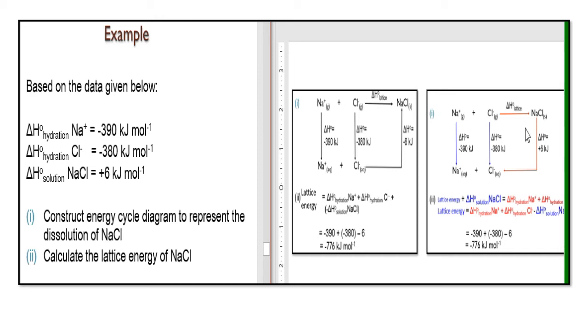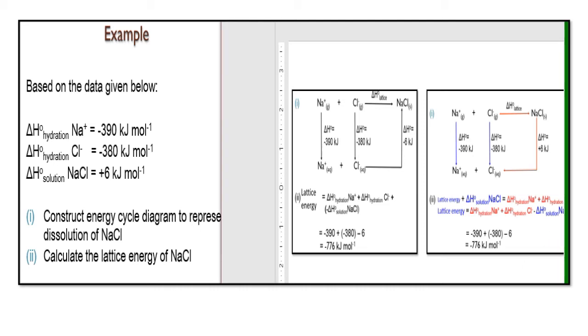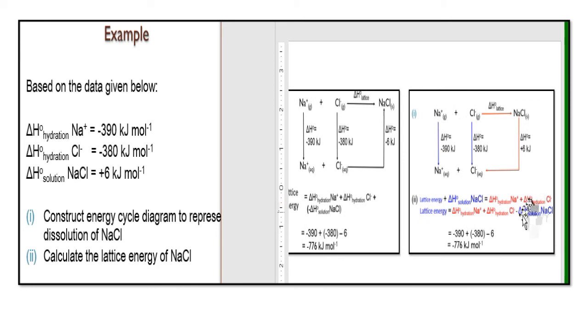Now, you know that lattice energy plus the enthalpy of solution is equal to enthalpy of hydration of sodium ion plus enthalpy of hydration of chloride ion. Okay, so if I want to find the lattice energy, meaning that is hydration of sodium and chloride minus enthalpy of solution of sodium chloride. That's why negative 390 plus negative 380 and then minus 6. So you get the same answer.